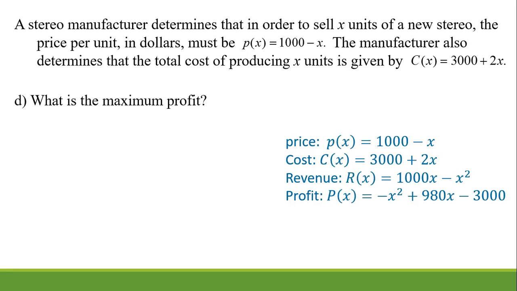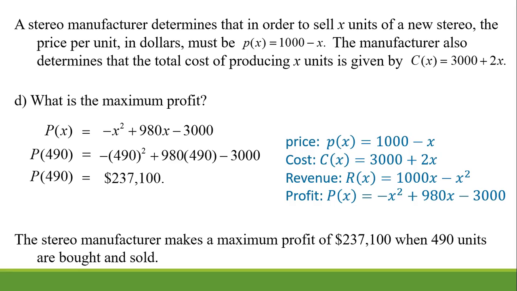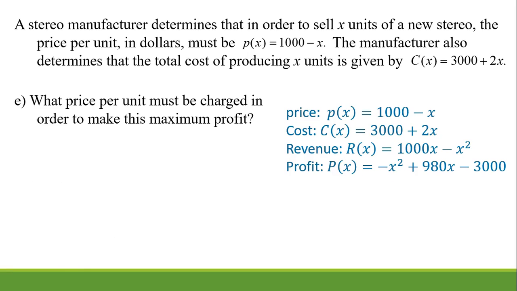So what is the maximum profit? Well, we know that we have to sell 490 units to make that maximum profit. So we'll look at our profit function and find the value of the profit function at 490, which is $237,100. So the manufacturer will make the largest profit of $237,100 when 490 units are bought and sold.